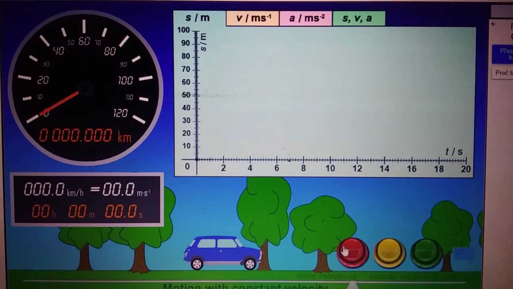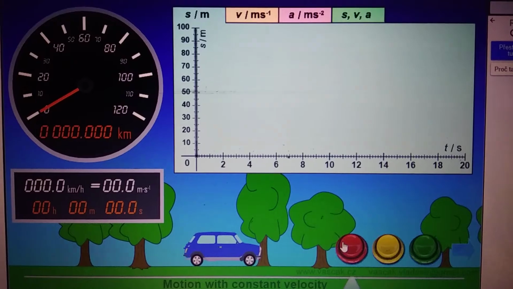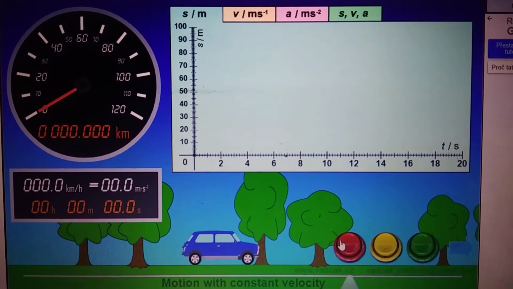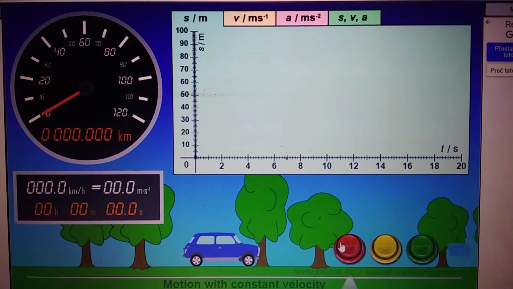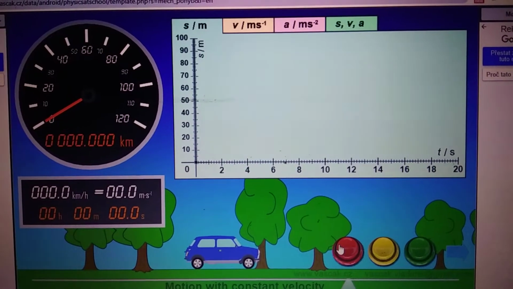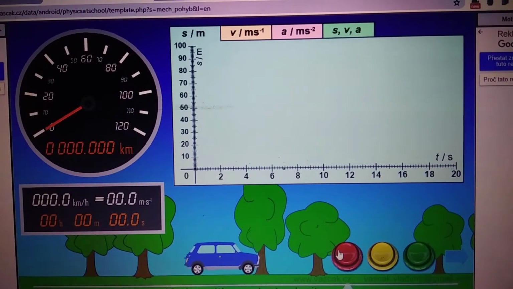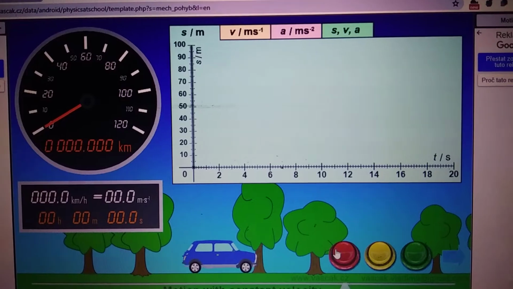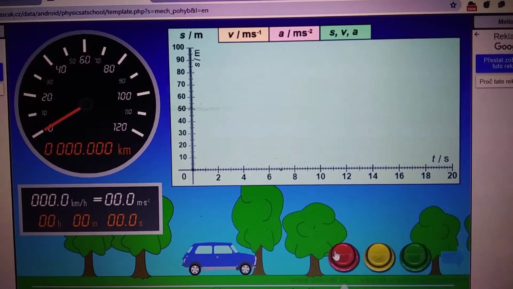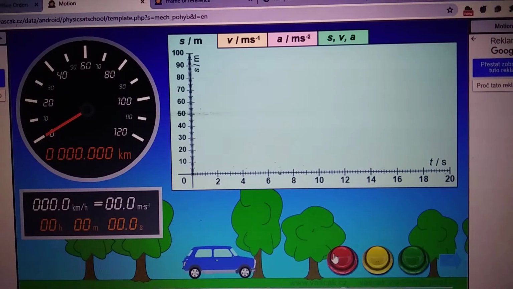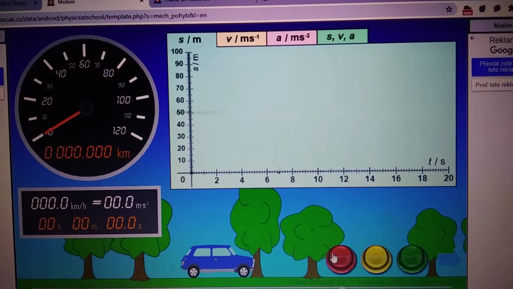Good morning, students. Today I am going to discuss motion and motion with a constant velocity. Constant velocity means your body is going with a velocity that is not changing. It remains the same. If it is constant, it means it is not going to change its direction. Any body going with constant velocity should go only in one direction.